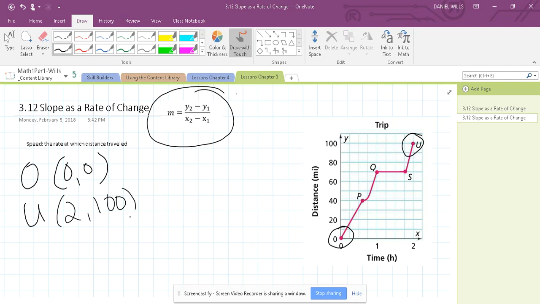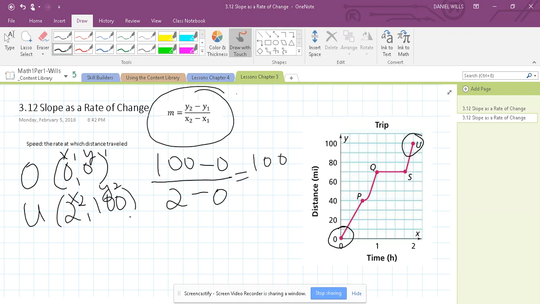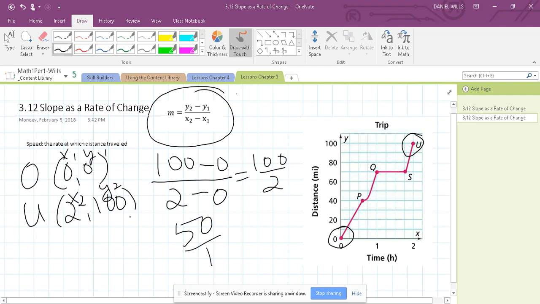So now all that's left to do to solve this is simply plug it into our slope formula. So we'll take our points and we'll label them. So we have x1 and y1, and then we have x2 and y2. And now we just plug them in. So our y2 is 100 minus our y1 of 0 divided by our x2 of 2 minus our x1 of 0. And we end up with 100 over 2. And you can reduce that to 50 over 1.